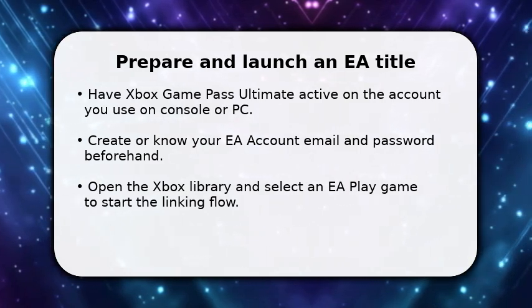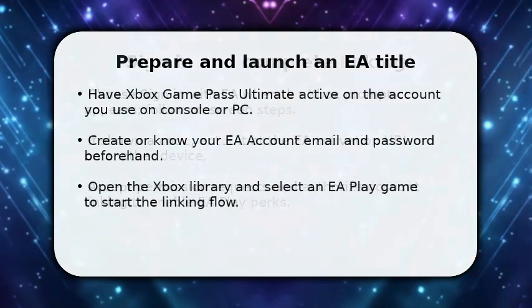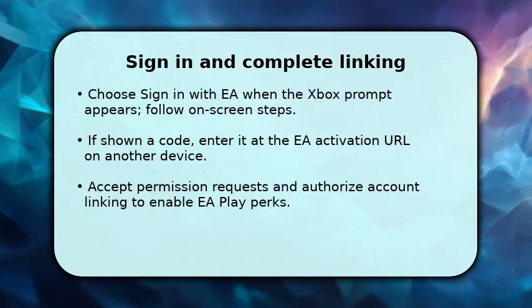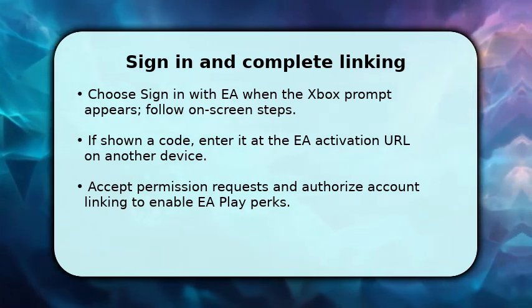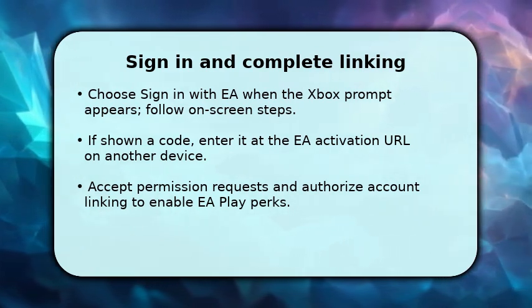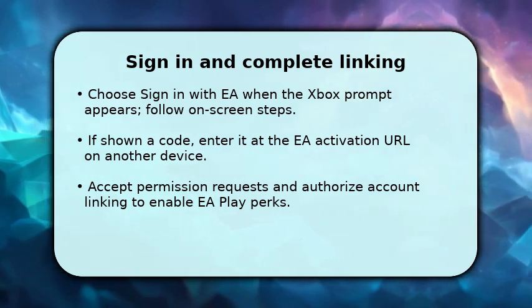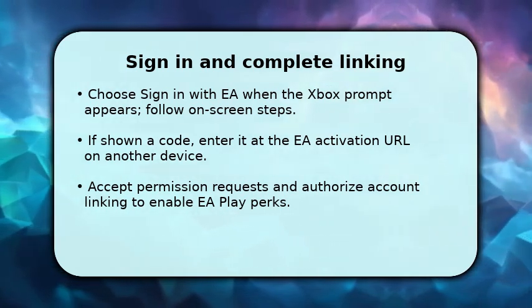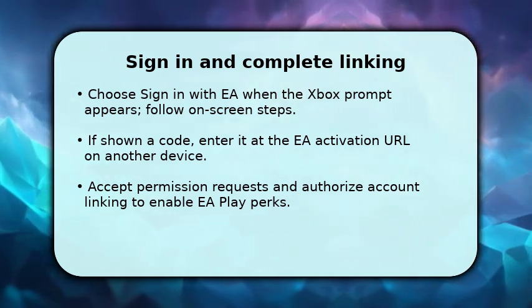When prompted, sign in with your EA credentials exactly as requested. If you see a code, open the EA activation page on a phone or PC and enter it. Once signed in, accept the permissions Xbox asks for so the accounts can share subscription status and game entitlements. Make sure the email shown is correct, because that determines the linked EA account. After consenting, the console or PC will confirm the link.